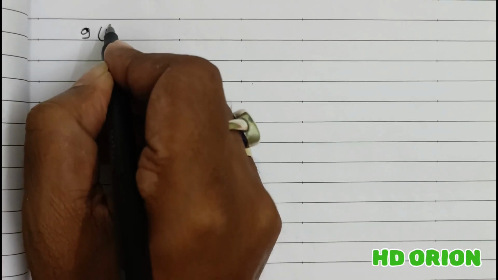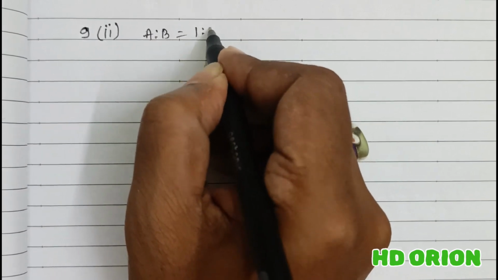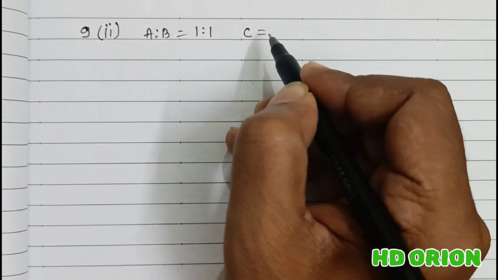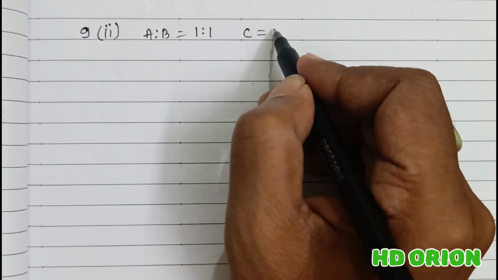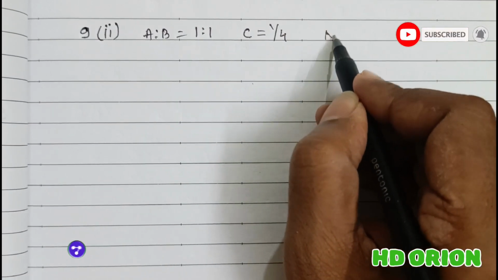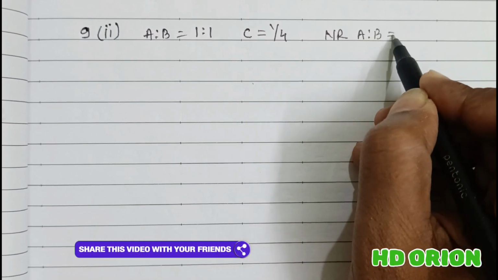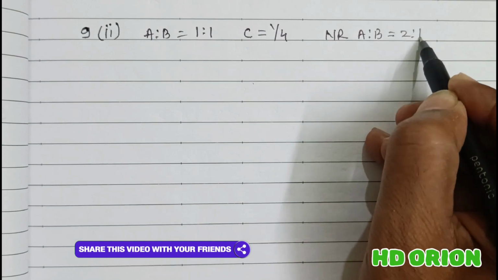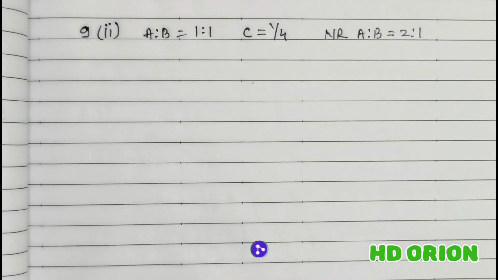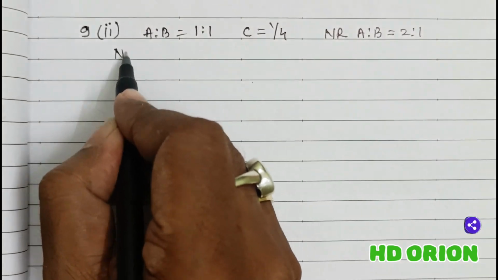So ninth, second part. There are two partners A and B and their ratio is 1:1. Next, partner C is coming for 1/4 share. And in future, the new ratio of A and B is 2:1. This is what is given in the question. Fine. So let us calculate the new profit sharing ratio.